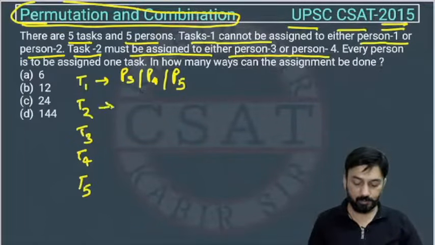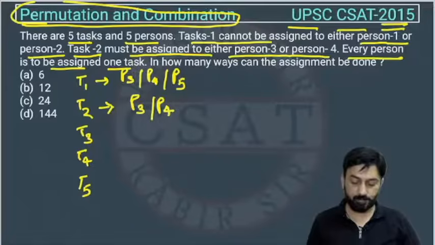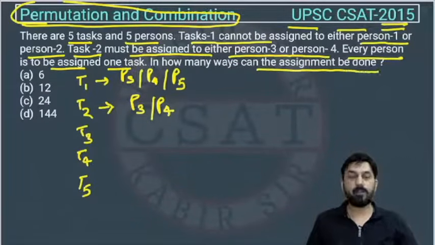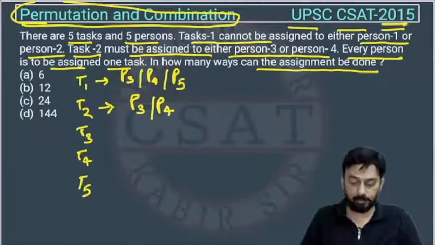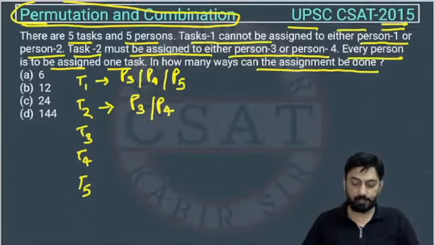So task 2 can be assigned to whom? It can be assigned to person 3 or person 4. It cannot be assigned to any other person. Every person is to be assigned one task, so every person will get one task. In how many ways can the assignment be done? So in how many ways can we assign, right? This is a question from permutation and combination. You can easily see this is a combination problem, right?